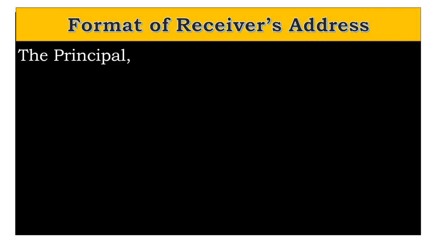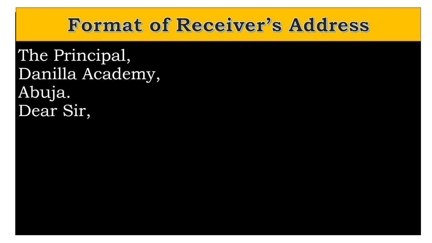Now I want to look at the format of a receiver's address. If the question asks you to write to the principal, you write the principal. Always begin with the definite article, the principal. Then there are many principals in the world. The principal of which school? Daniela Academy. In your own case, you write the name of your school. And where is the location? Abuja. Wherever your location is, put the name there. Then write dear sir, the salutation.